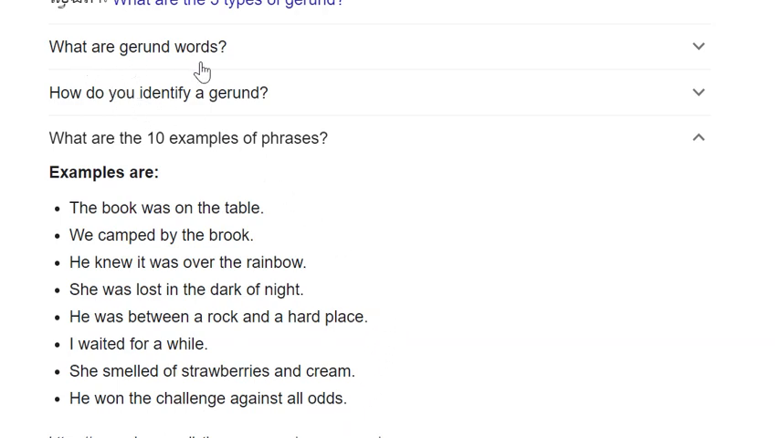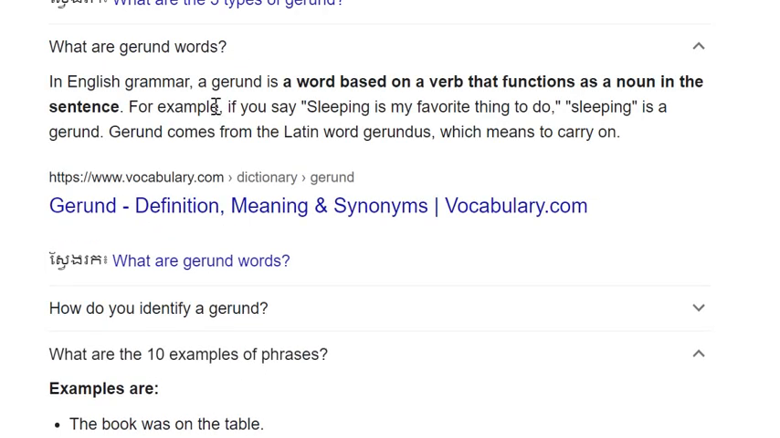Okay, what is a gerund word? In English grammar, a gerund is a word based on a verb that functions as a noun in a sentence. For example, if you say, sleeping is my favorite thing to do, sleeping is a gerund. Gerund comes from a Latin word, gerundus, which means to carry on.